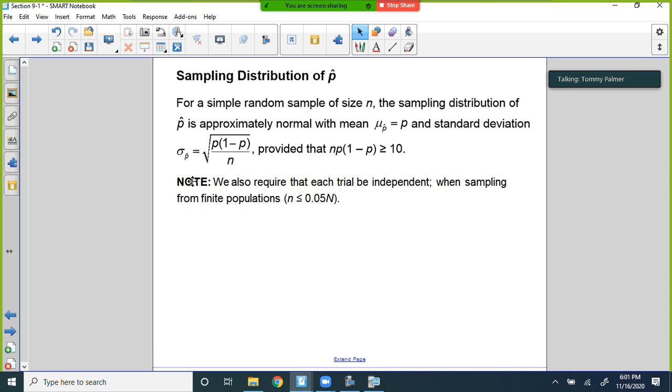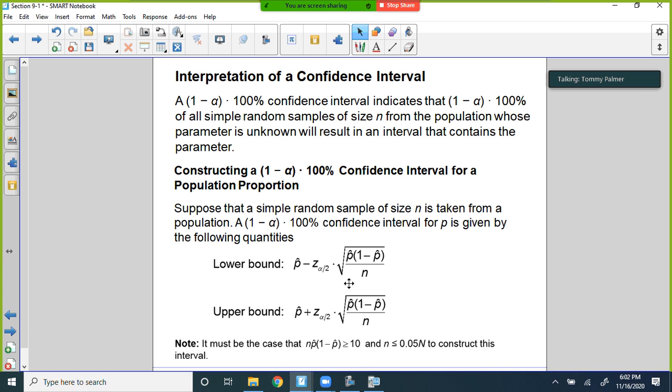Now, look at the standard deviation of p-hat. Look at that. We've seen that again, haven't we? So the square root of p times q over n, as long as the sample is less than 5% of the population, right? All right. Now, interpretation of a confidence interval. A (1 minus alpha) times 100% confidence interval indicates that (1 minus alpha) times 100% of simple random samples of size n from the population whose parameter is unknown will result in an interval that contains the parameter.